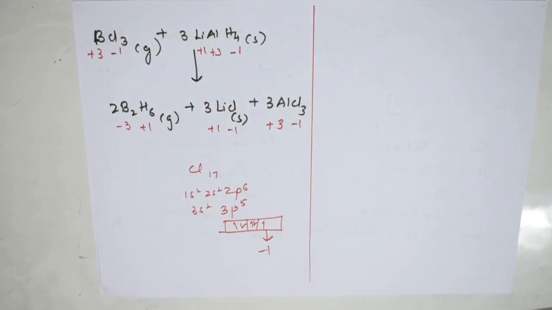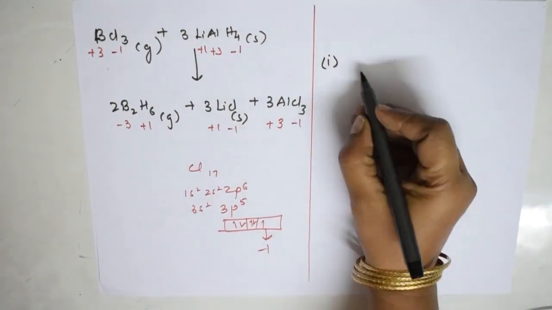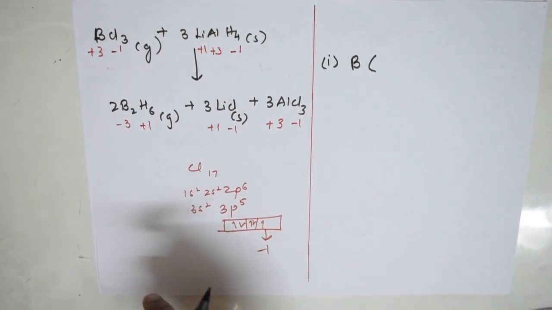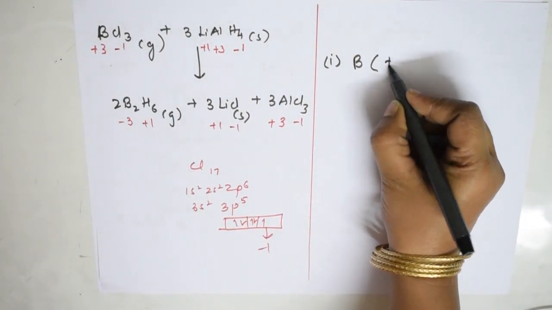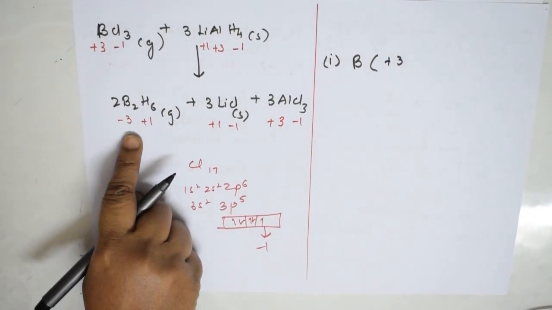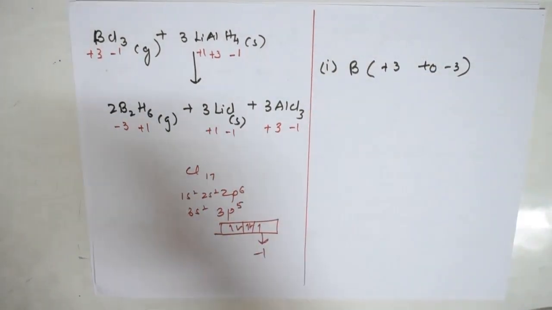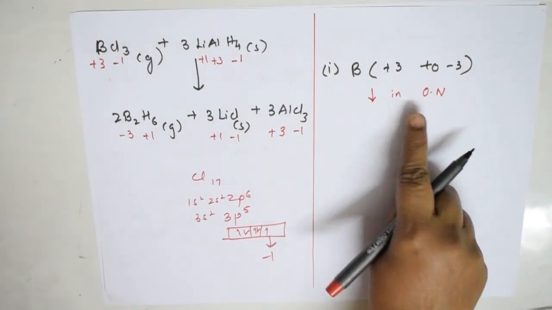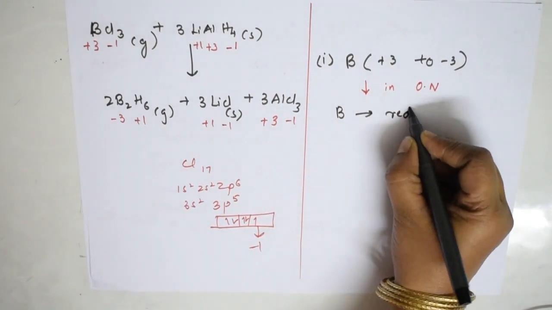Yes, students. Now we'll see whether it is a redox reaction or not. Here in this case, in boron, in BCl3, what happened? What is the oxidation state? From +3, it is going to -3. Correct, no? From +3, it is converting to -3. So what happened in the oxidation state? There is a decrease in oxidation number. Whenever there is a decrease in oxidation number, that means boron got reduced.